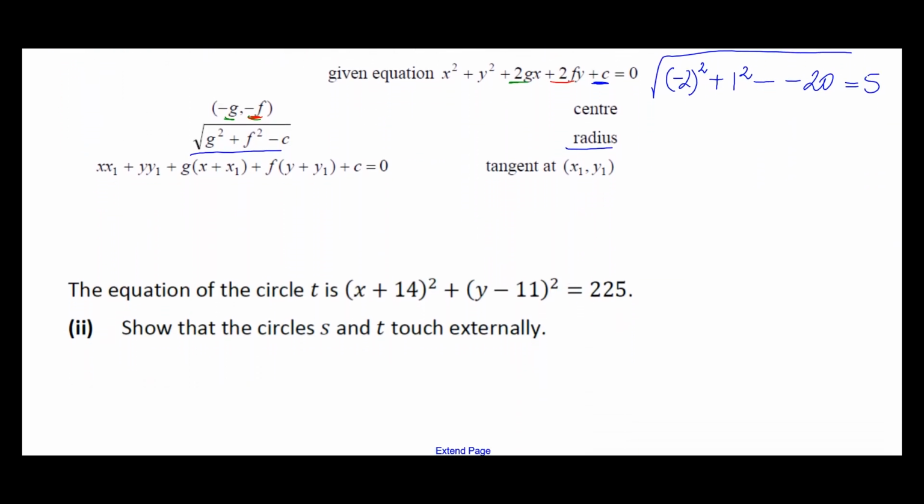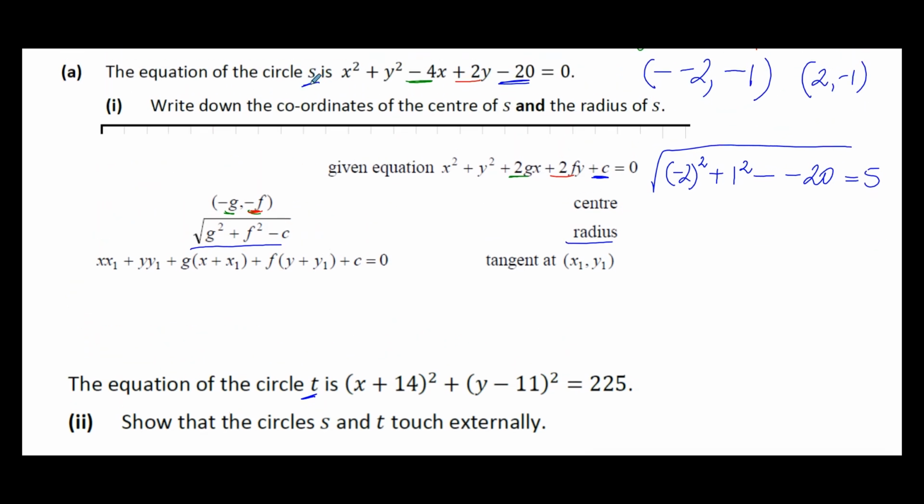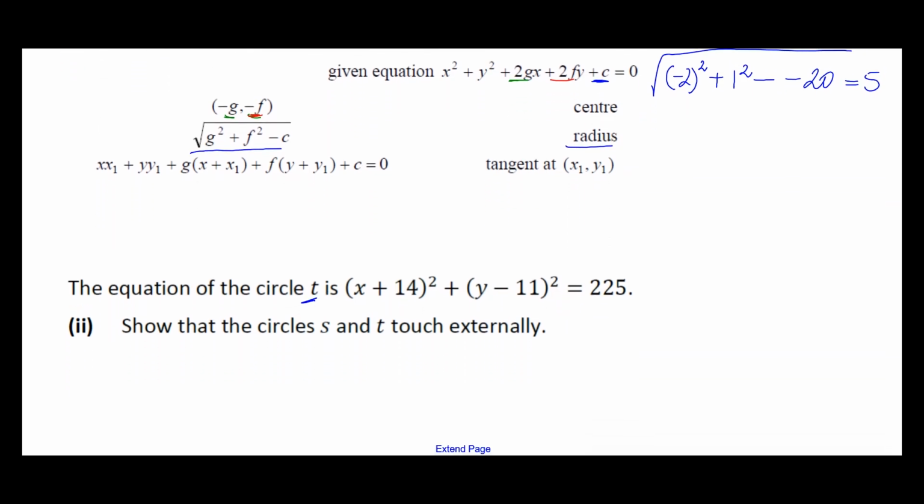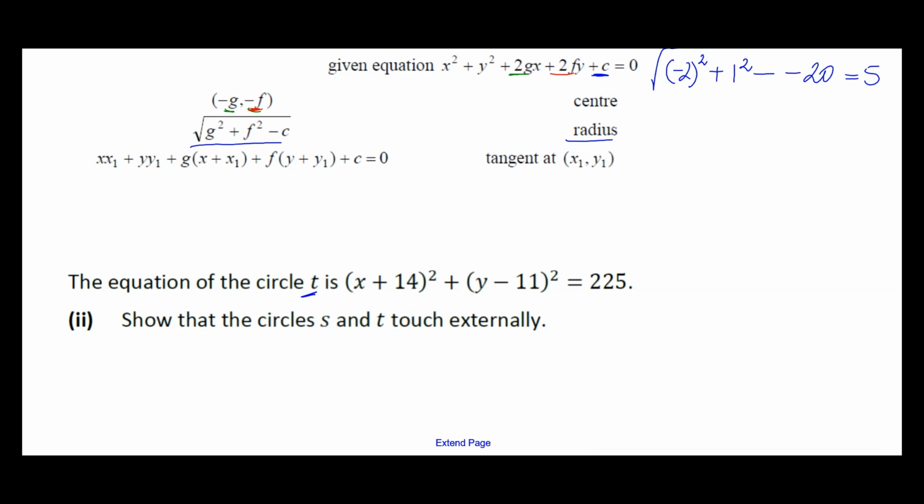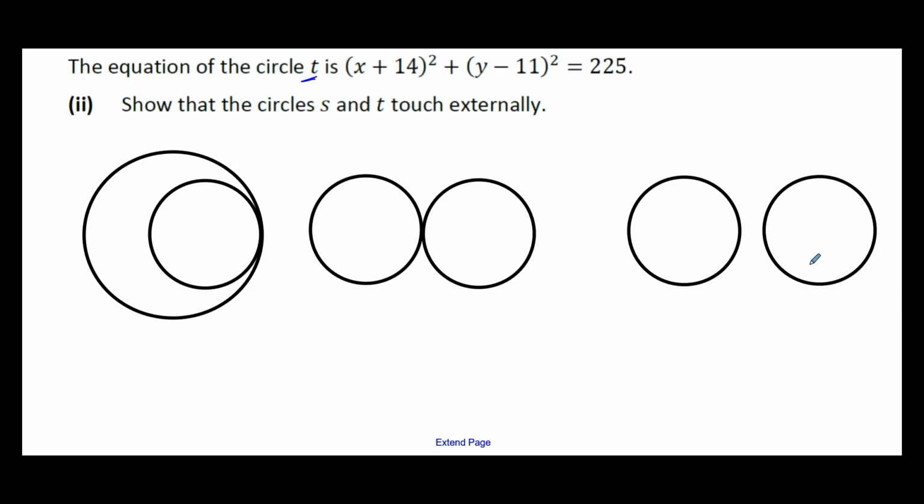And then we have the equation of circle T, so a different circle. The previous circle, what was the name? S, and now this is T, and that's a different type of equation. And here they are saying, show that the circles S and T touch externally. Now, since we are talking about circles touching, let's remember all the different situations about circles touching. So here are 3 different situations of how circles can touch. They can touch internally, they can touch externally, and they may not touch.